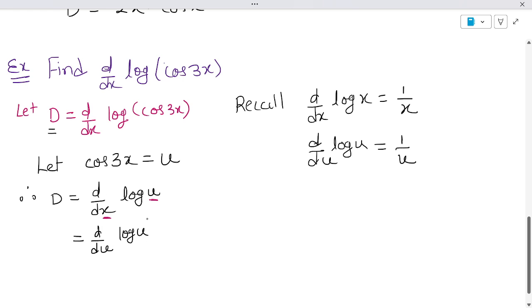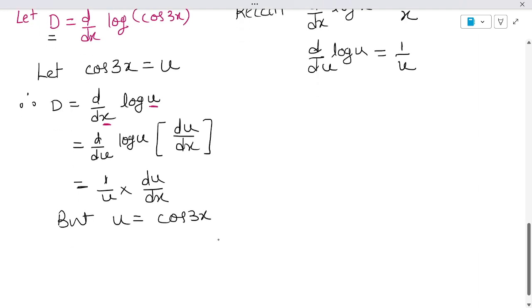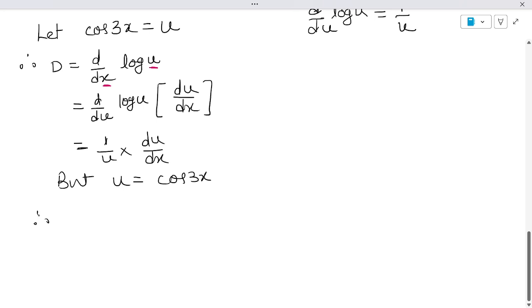और जब भी हम यहाँ पे d by dx की जगह d by du लिखेंगे हमें उसे मल्टीप्लाई करना है बाय du by dx. Okay, so what is the derivative of log u with respect to u? We know it is 1 by u and this du by dx as it is. But what is u? U is equal to cos of 3x. So therefore d is equals to, it is 1 upon cos 3x into d by dx of u. U means cos of 3x.